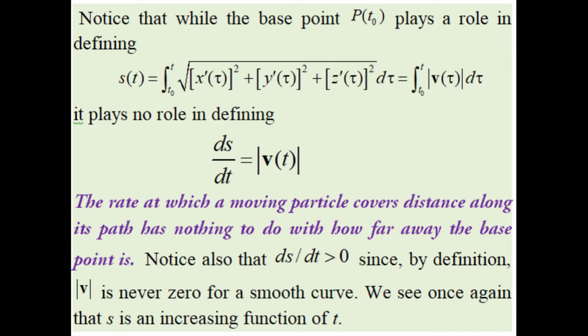Notice also that ds by dt is greater than 0, since by definition the absolute value of v of t is never 0 for a smooth curve. We see once again that s is an increasing function of t. The arc length parameter function s is an increasing function of t. That is to be noted.